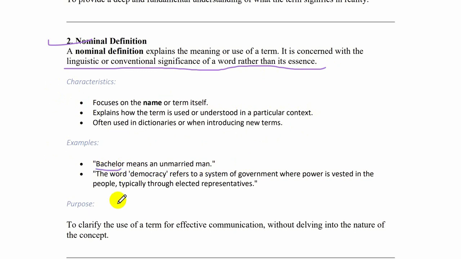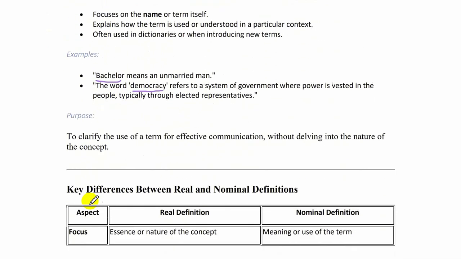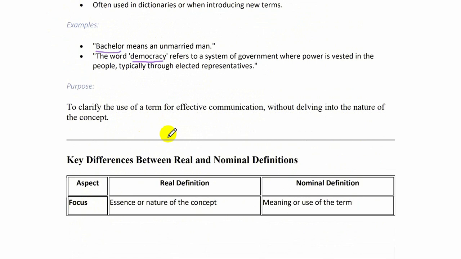It's a nominal definition. The word democracy: it is basically the meaning or the use of a term. Democracy refers to a system of government where power is vested in people, typically through elected representatives. Purpose: to clarify the use of a term for effective communication without delving into the nature of the concept.